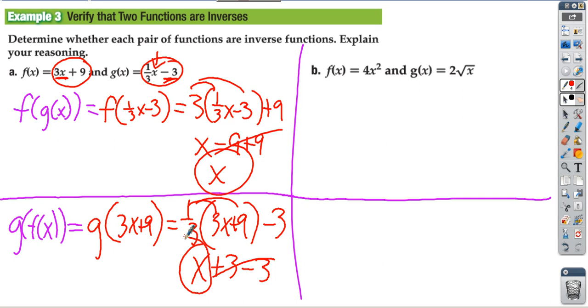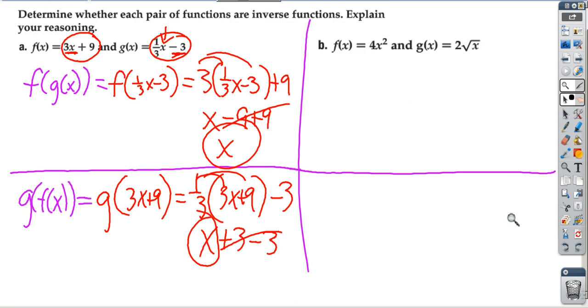So what does that mean? It means f and g are inverses. Okay, explain the reasoning. When we did our composition, in both cases we were just left with x, and that's how we tell if they're inverses, if they kind of undo or cancel each other out. So let's test out this one, f of g of x, and we can kind of already tell this is not going to work because we know x squared doesn't have an inverse. So if we do this correctly, it should work.